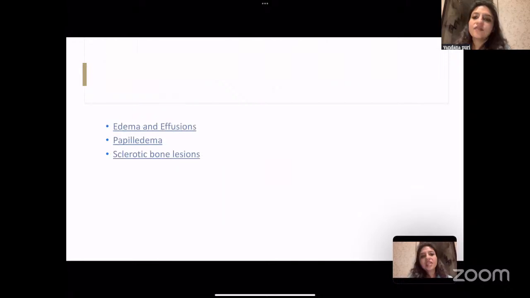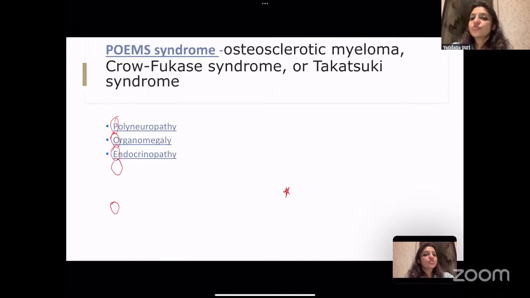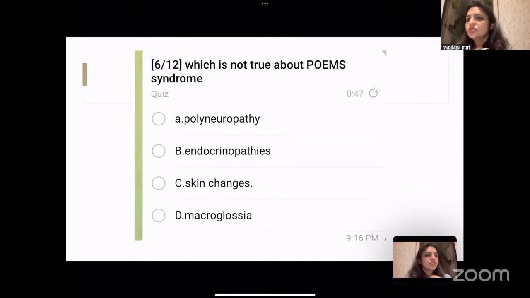So these patients can have a lot of edema, effusions, papilledema, and a lot of sclerotic bone lesions. So that's very classical for POEMS. So that was the question. The question was this: which is not true? We have polyneuropathy, we have endocrinopathy, we have skin changes.